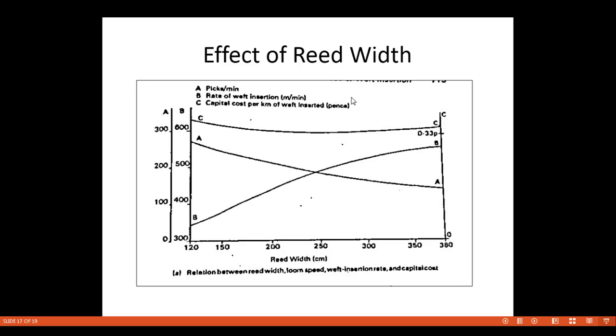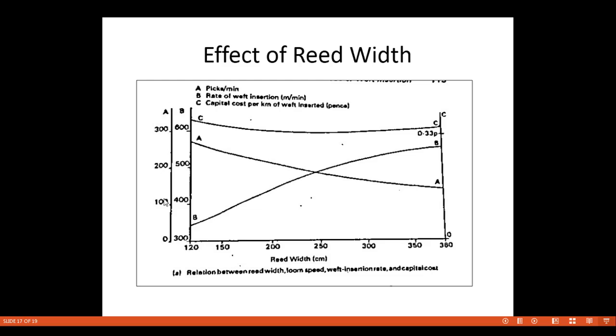So here we can see the effect of reed width on the loom speed. This is the reed width. So minimum width is 120 centimeter, then 200 medium, 250 medium, and maximum is 380 centimeter reed width. Reed width means from left hand to right hand, the width of the reed on the machine. So this is the increasing order of the reed width we can see here.